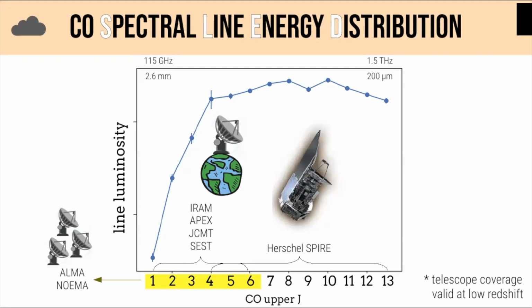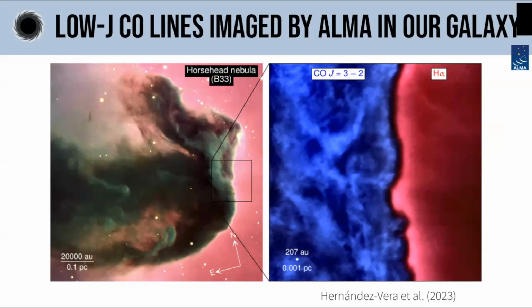In the local universe, we can observe the first 6 of these transitions from the ground with single dishes such as the IRAM 30 meter, or with interferometers such as ALMA and NOEMA. While the high-J lines we can observe only with Herschel. Of course, the images from ALMA are the most spectacular ones. Here is an example of a nebula inside our galaxy, and the right figure is a zoom in of that square. In blue there is the CO 3-2 emission, and it's astonishing to me to see the complexity of the network between the substructures within the molecular gas.